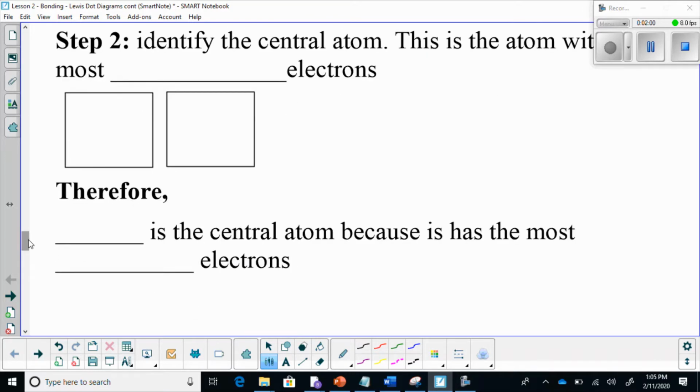Step 2 is we need to identify the central atom. The central atom is the atom with the most bonding electrons. So comparing the atomic diagrams of carbon and hydrogen, we notice that carbon has 4 bonding electrons and hydrogen only has 1. Therefore, carbon is the central atom because it has the most bonding electrons.